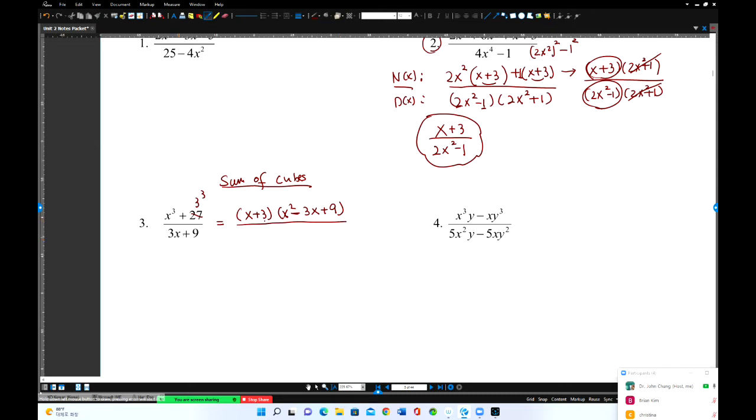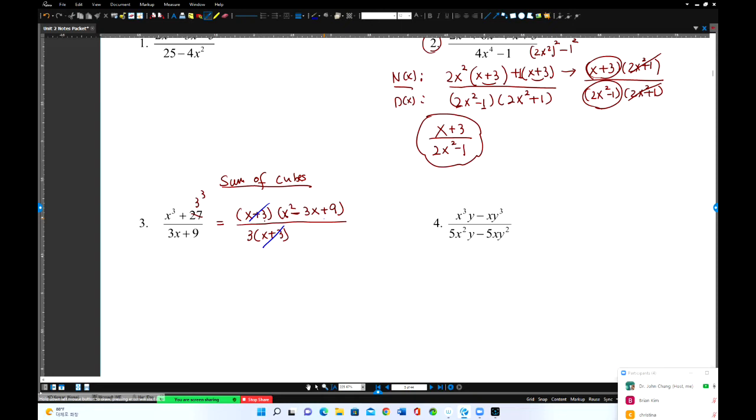Now the denominator. 3 is common, so 3 is out, leaving x plus 3. Now we have the complete factors. Alright, x plus 3 is a common factor, so it cancels out. I'm going to use a different color to cross it out.